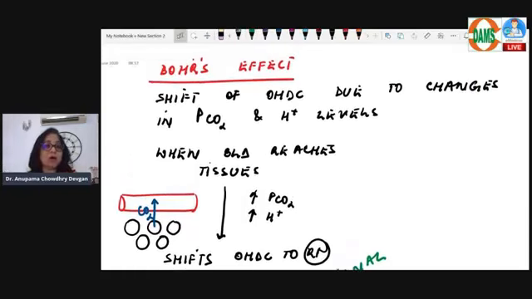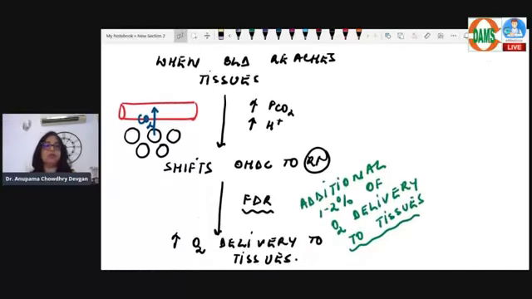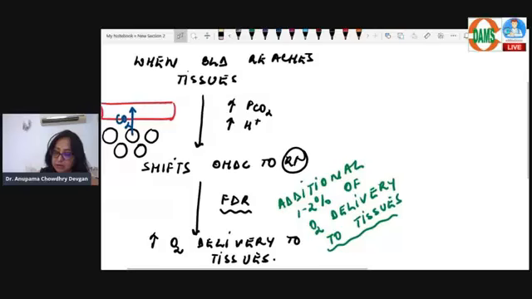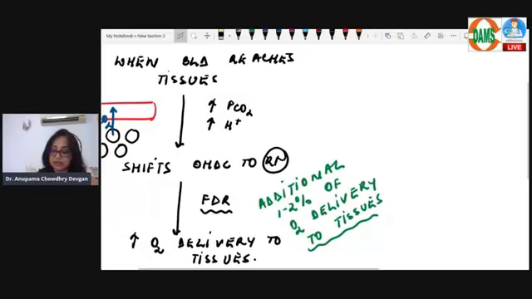So this is your Bohr's effect. What is Bohr's effect? Shift of the oxygen hemoglobin dissociation curve due to changes in PCO2 and the H+ levels. I've explained what happens when blood reaches the tissues: there is an increase in CO2 in the blood, an increase in H+, which shifts the curve to the right, and more oxygen is delivered to the tissues. Let's see what happens when blood reaches the lungs.